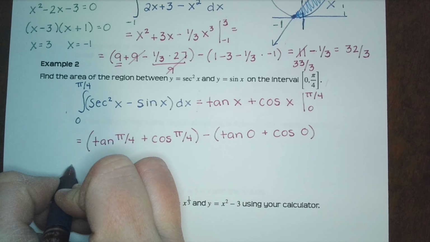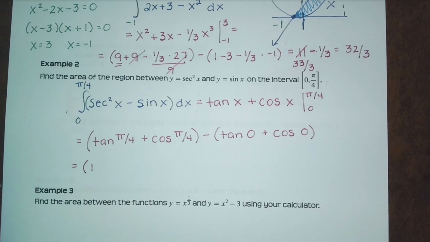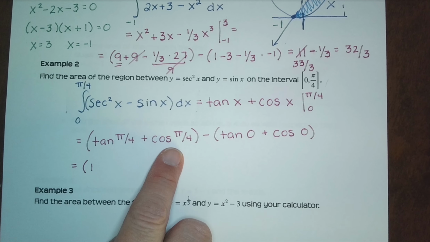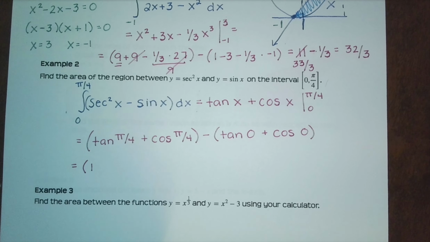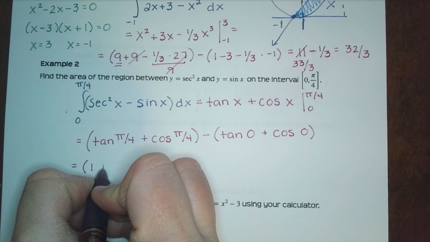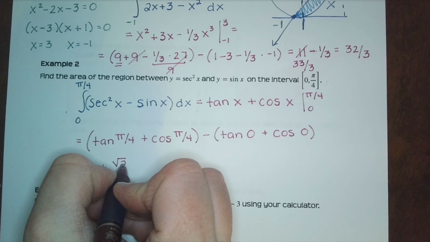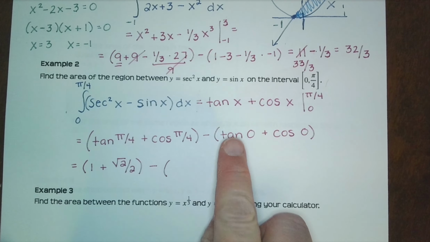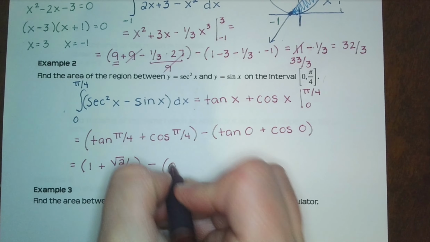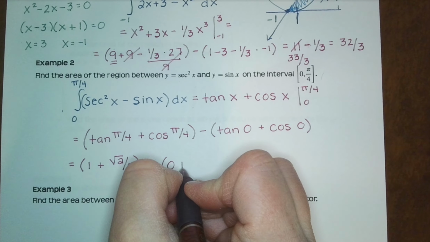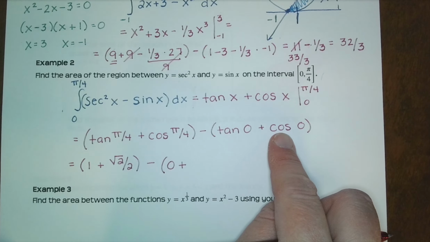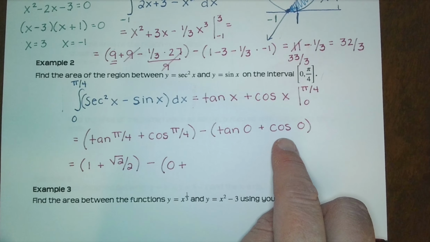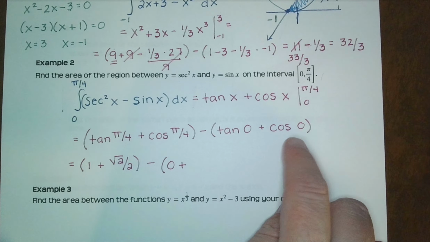Tangent at pi over 4 is just equal to 1. Okay, I promise you. If you need to draw out the circle, go ahead and do it. Cosine of pi over 4. Pi over 4 is where the x and y coordinates are exactly the same. And that's square root of 2 over 2. Minus, okay, tangent of 0 is 0. Plus cosine of 0, think about that carefully, at 0 radians, the x coordinate is 1.